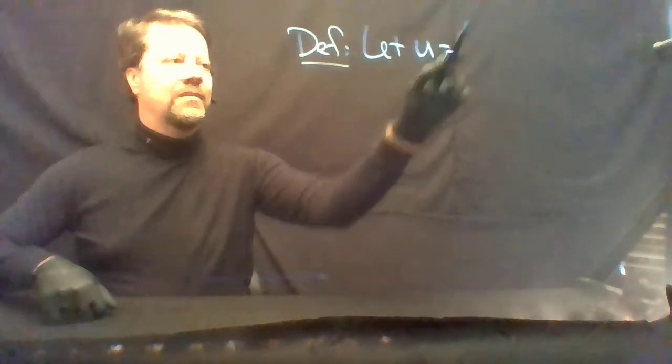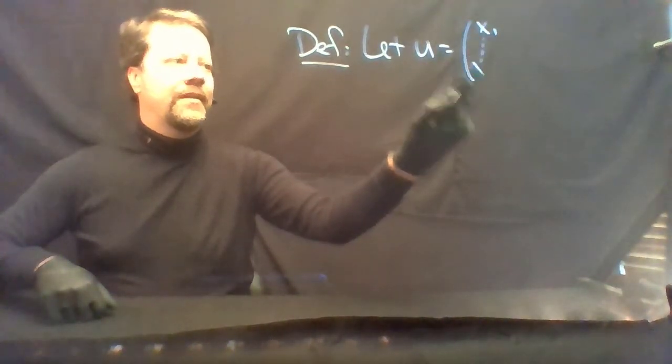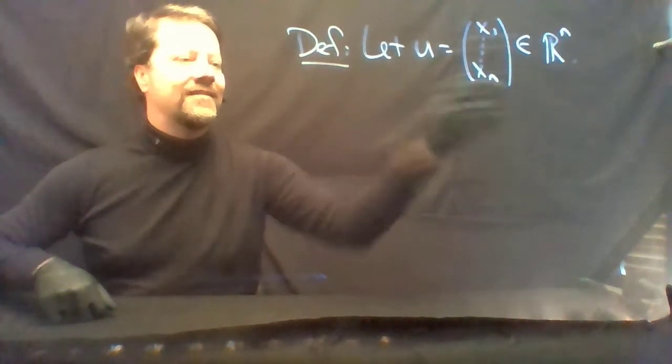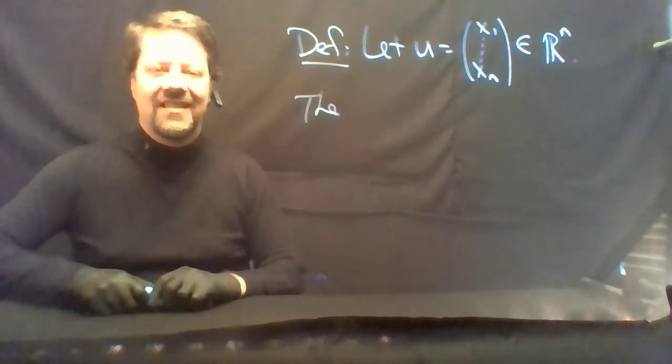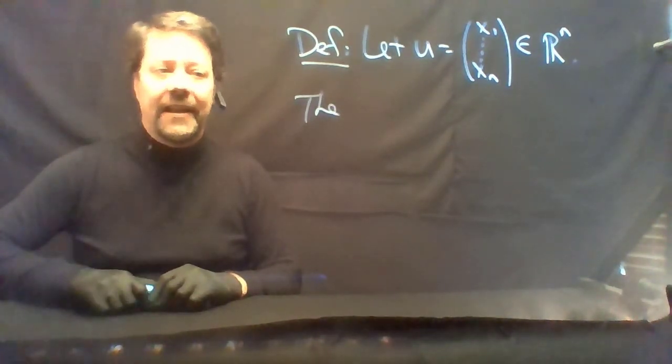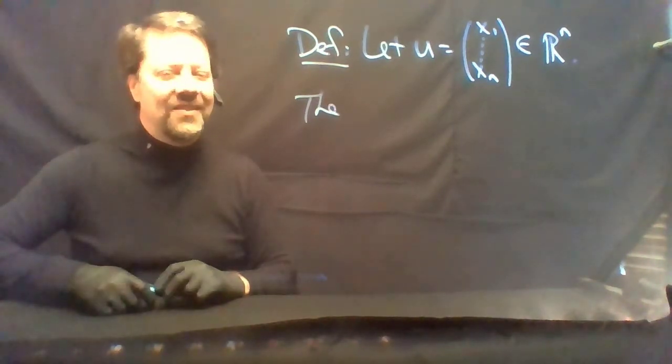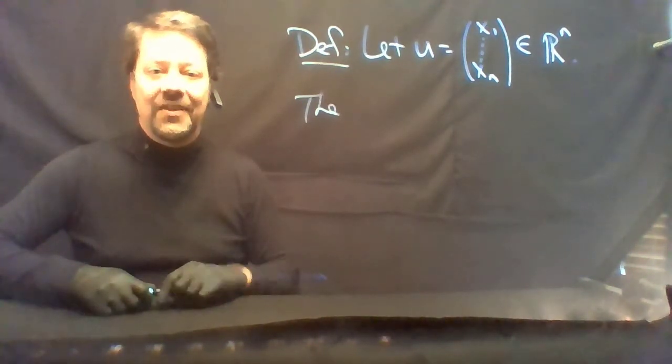Let u, with coordinates x1 through xn, be any element in Rn. We need a way of defining the length or magnitude of this vector. It's going to be called the Euclidean norm.